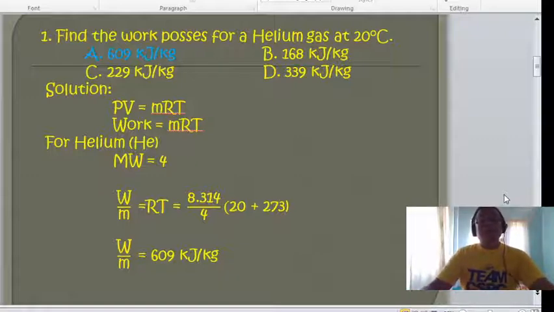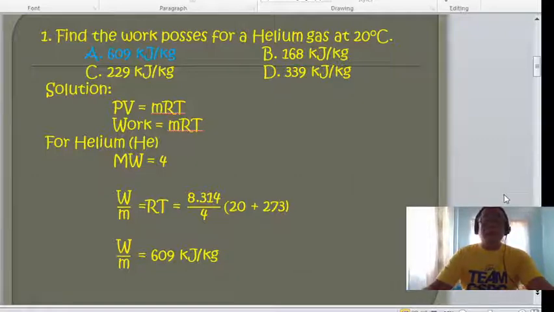Find the work process for a helium gas at 20 degrees Celsius. This is in the form of a multiple choice question. We have the options: A is 609, B is 168, C is 229, and D is 339 kilojoules per kilogram. If we do not know the molecular weight of the helium, we cannot answer this problem. The most important thing is you have to know the molecular weight of the helium.